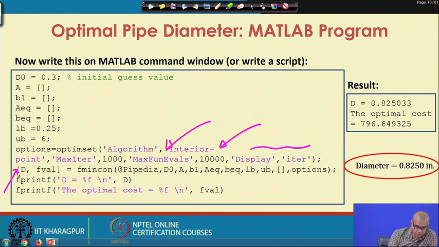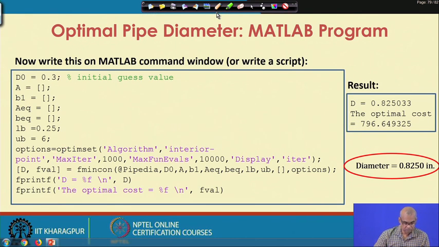So, the output it gives is the optimal pipe diameter and the function value at this optimal diameter, that means cost at this optimal diameter. So, the result is D equal to 0.825033 and the optimal cost is 796.64 in appropriate unit. So, the optimal diameter is obtained as 0.8250. So, this was an unconstrained single variable optimization problem.